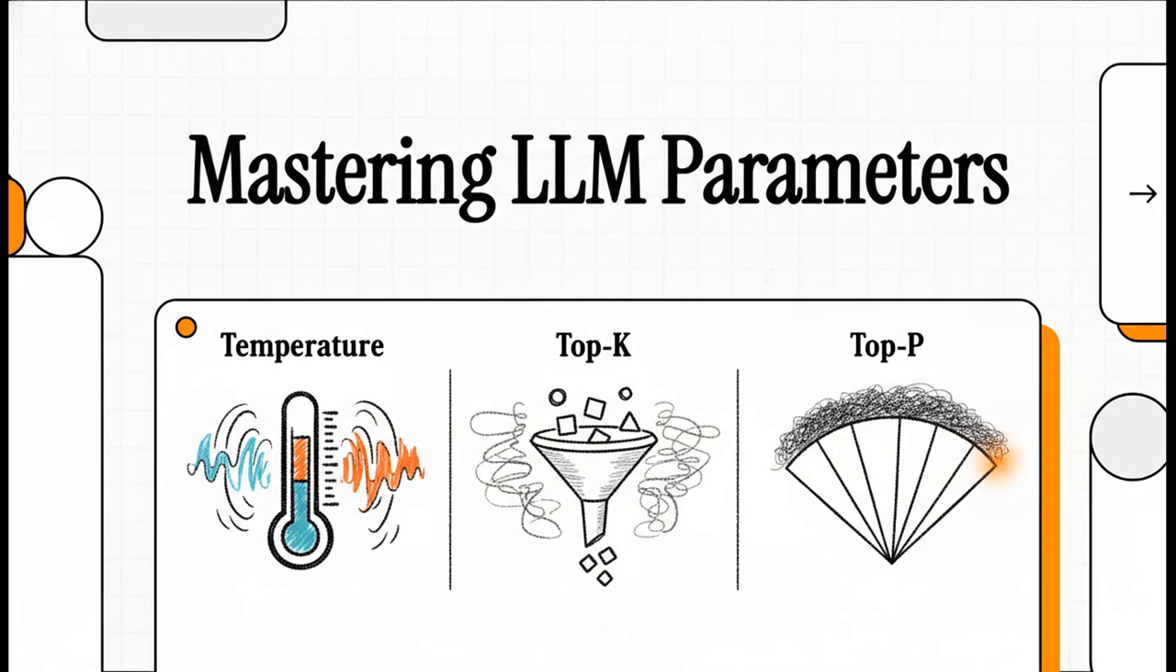Have you ever wondered how you can get an AI to be a little more creative? Or maybe the opposite, more factual and straight to the point? Well, it's not magic, it's all about the settings. So today, we're going to demystify the three core parameters that give you control over pretty much any large language model: temperature, top K, and top P.